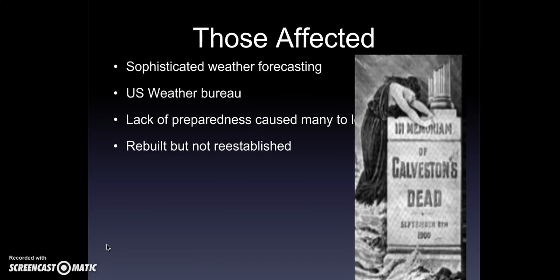And the popular and booming economy Galveston once had was not reestablished and it was no longer the major port of call, and instead that went to Houston. So they were able to rebuild their communities, but they were not able to reestablish themselves as a major port of call.